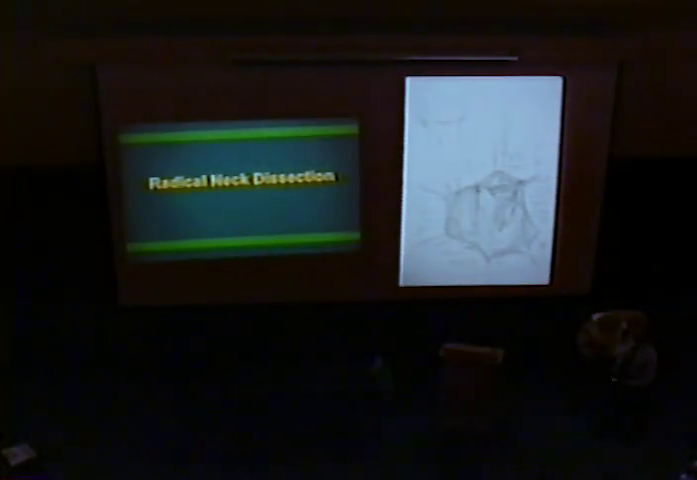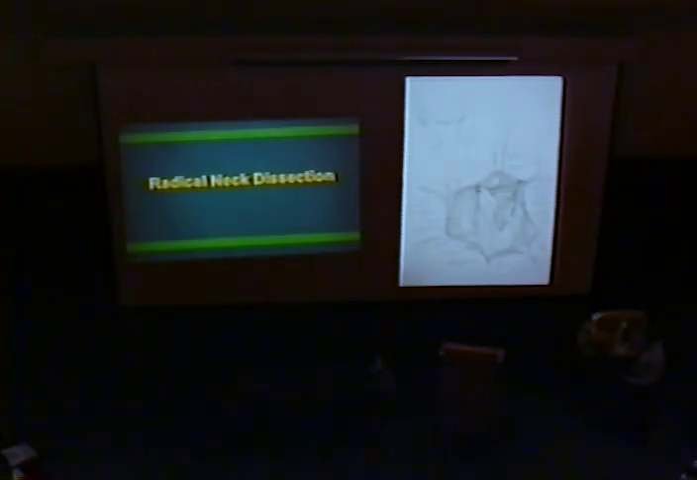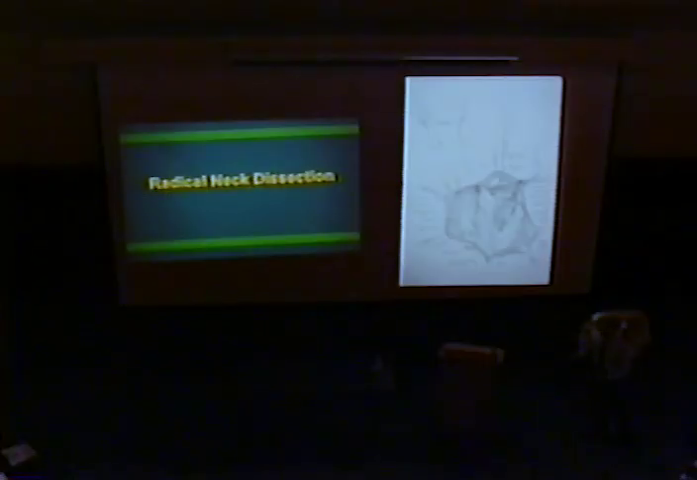So let's look at a classic radical neck dissection. Remember, this is going to be removal of all lymphatic groups, regions 1 through 5, the sternocleidomastoid muscle, the jugular vein, and cranial nerve 11. I think actually this schematic is going to show preservation of that. So first and foremost, this is done under general anesthesia. Not something to be done in the office with a little local.